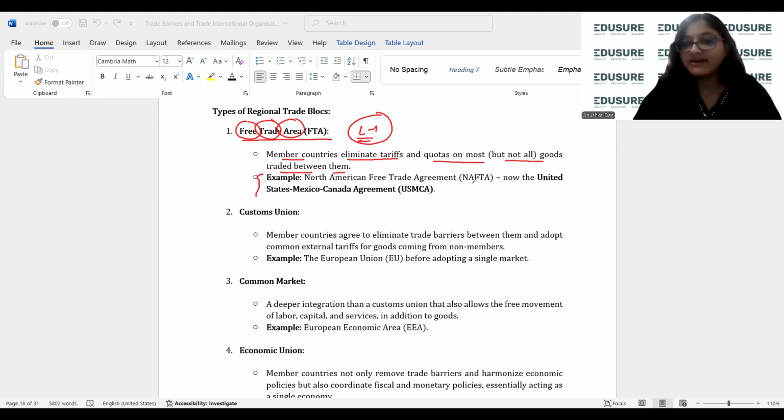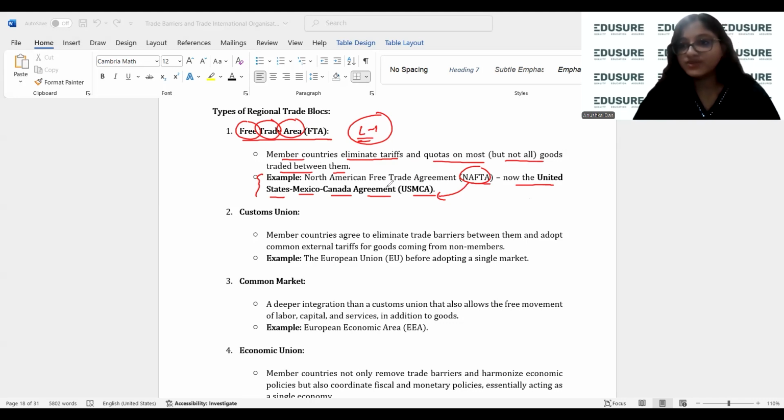For example, see NAFTA. NAFTA, the North American Free Trade Agreement, is one of the free trade areas. This has now been converted to the United States-Mexico-Canada Agreement, USMCA. So NAFTA is now converted into this. This is one of the level 1 economic integration examples, which is a free trade area.